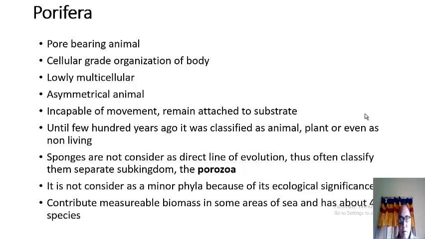Therefore, these animals are called parazoa. Please understand that this group of animals does not have true tissue. Although they have many cells, they are known as parazoa. Although it's quite a small group, around 4,000 different species of these animals are known, and they play a significant role in the ecology, and therefore this phylum is considered a major phylum.